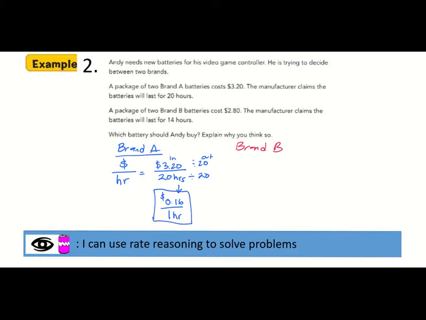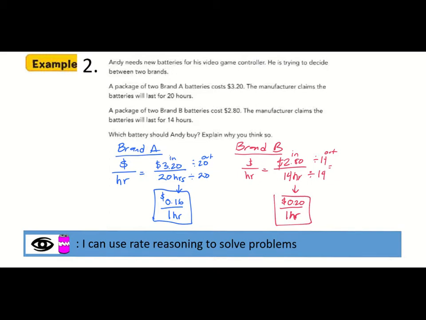Let's go ahead and do the cost analysis for brand B. Brand B has our money over our time, and the amount of money we have is $2.80 over 14 hours. So if I want to find the unit rate, I would divide by 14 on the top and the bottom, because that gets my bottom number to be 1. So I get 1 hour, because 14 divided by 14 gets 1 hour. And if I do $2.80, this would be my in, and 14 would be my out, I would get 20 cents.